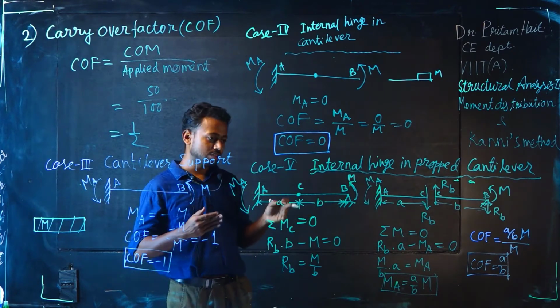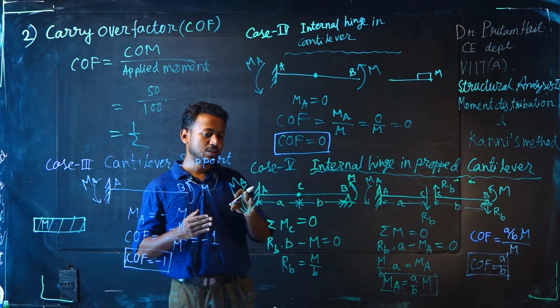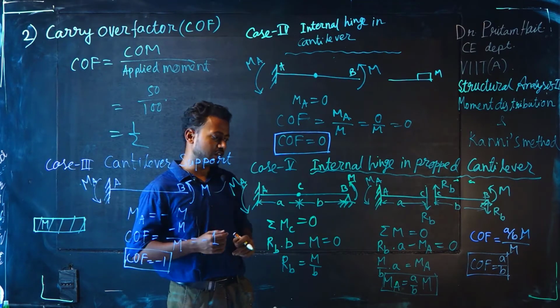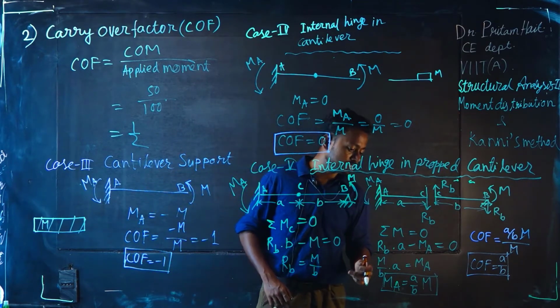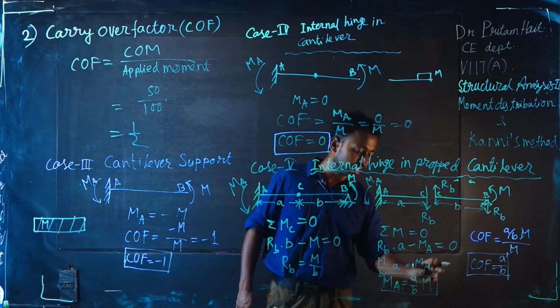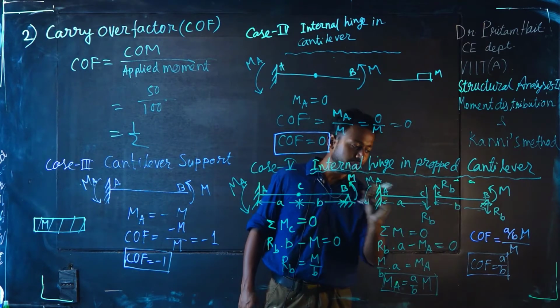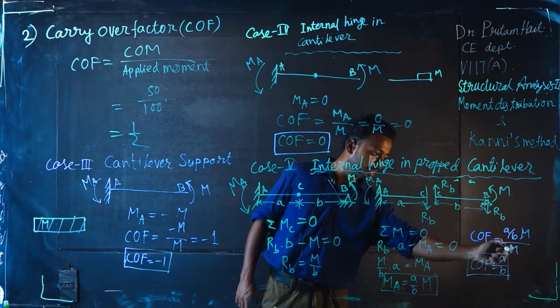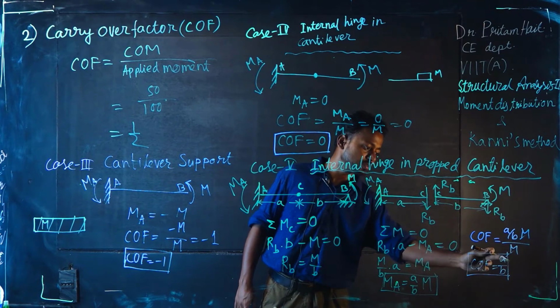In this ratio, the carryover moment will be transferred to the far end, that is the fixed end. So the carryover factor will be how much? Carryover moment divided by applied moment. Carryover moment is A by B into M. Applied moment is M, so M cancels. So you have carryover factor equals A by B.